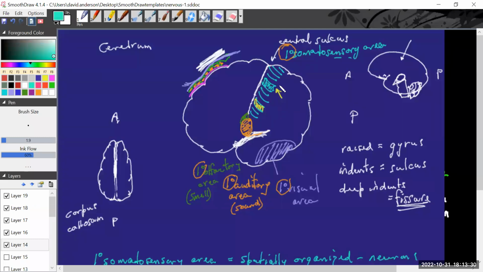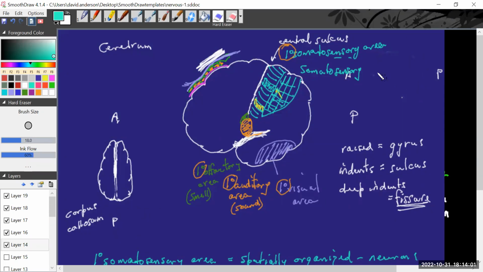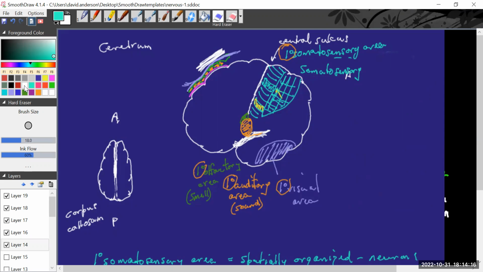So for example, a group of neurons, and I'll just put crosshatch on these ones so we know it's a different area, is just going to be called the somatosensory association.